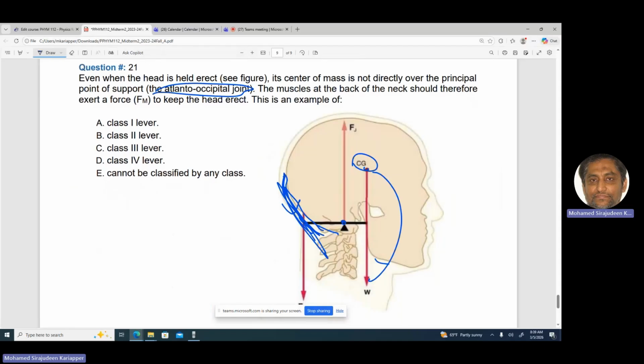Right, so this is an easy one. I told you what you have to remember: when the fulcrum or the support is in the center, class 1. When the load is in the center, class 2. When the effort is in the center, class 3. So this is this one. So the answer is class 1.